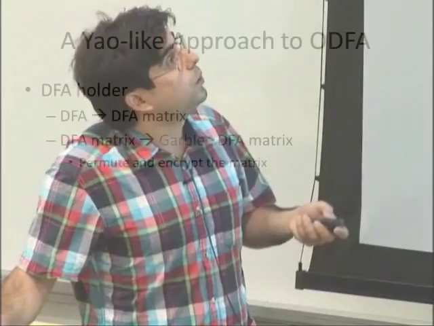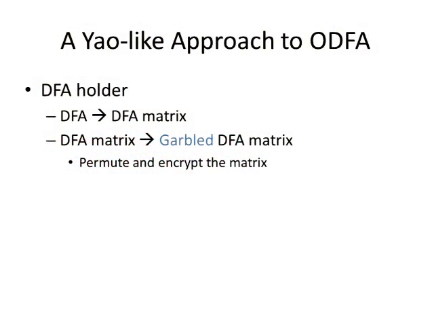Okay, so with that in mind, we look at a Yao-like approach for oblivious DFA evaluation, but one that doesn't have the drawbacks I mentioned. First, we don't have to come up with a circuit. Second, we can get this client-server effect.